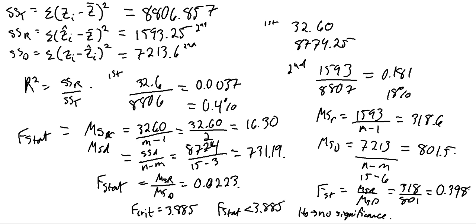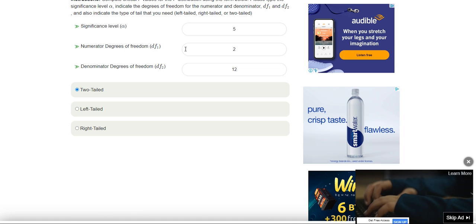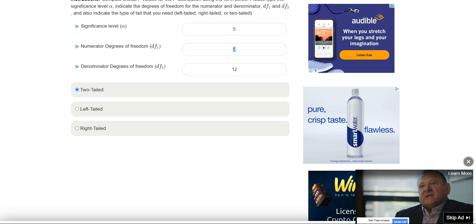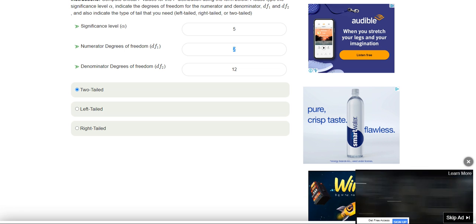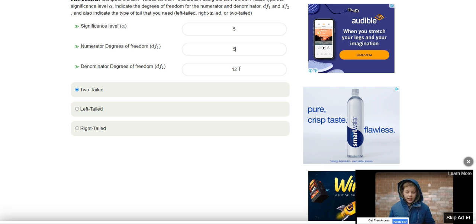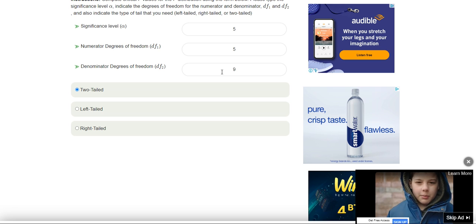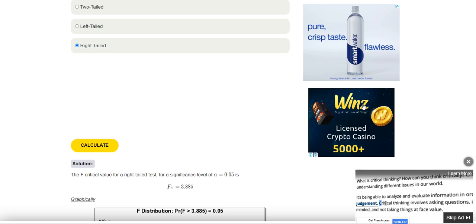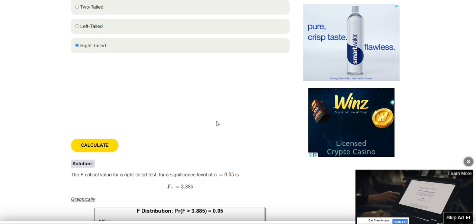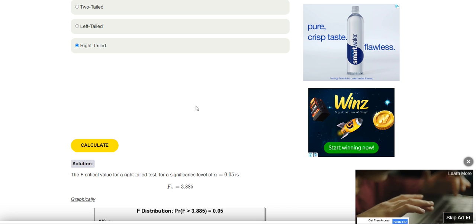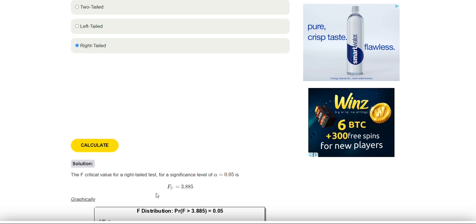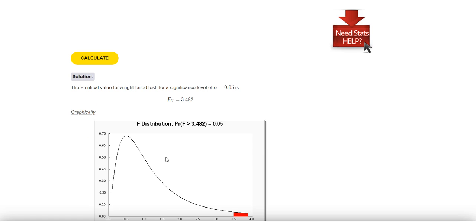So if I wanted to do the second order, I can change that again. So my significance level at 5%, my numerator degrees of freedom. So I had 5 because there's 6 coefficients. And then my denominator would be 9 because it's 15 minus 6. And it's a right-tailed test. Calculate. It takes a second as it thinks. And we get 3.48.